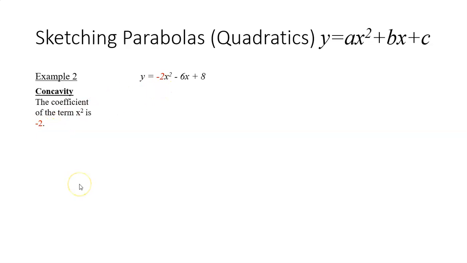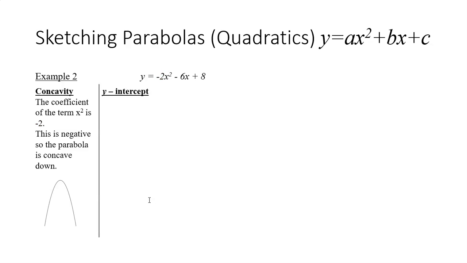Well, what does that mean? Well, because it's negative, the parabola is concave down. So it's going to be this type of shape. It's negative, so it's feeling sad, it's a frowny. So we're going to get that type of shape. So there's 1 point, 4 to go.